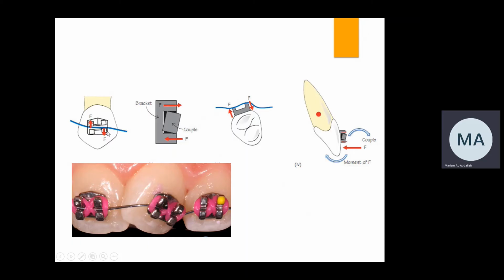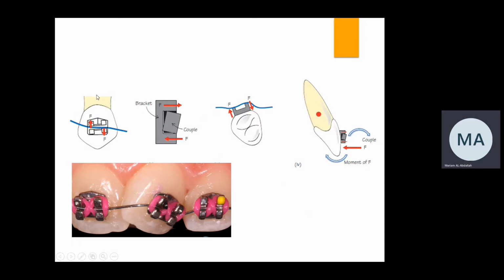So if we look here, this is an example where you have a force acting on this wing here and another one acting on this wing here. So these two forces from the same wire will be equal, opposite in direction, and they are not working on the same line. So this is what we call a couple. And they will produce rotational effect of the crown in this direction.